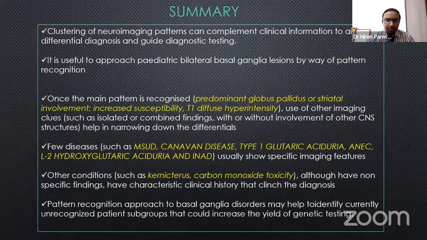And there are certain disorders like MSUD, Canavan, type 1 glutaric aciduria, NAC, L2 hydroxyglutaric aciduria. These disorders have typical imaging findings so that we can diagnose on imaging and be very confident. But in certain conditions like chronic kernicterus and carbon monoxide toxicity, the findings may not be specific. Here you have to take into consideration the clinical history, and that will help you out. So the first and most important thing is that you have to thoroughly examine the child and have proper clinical information.